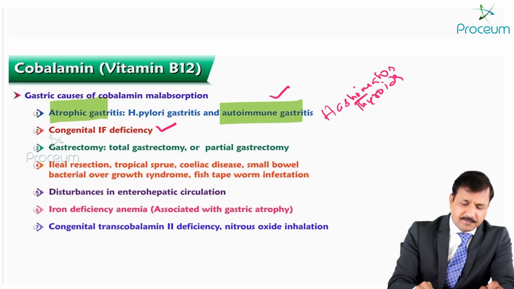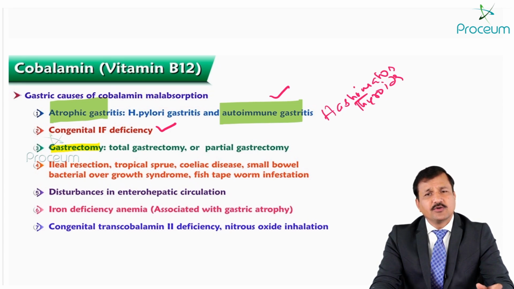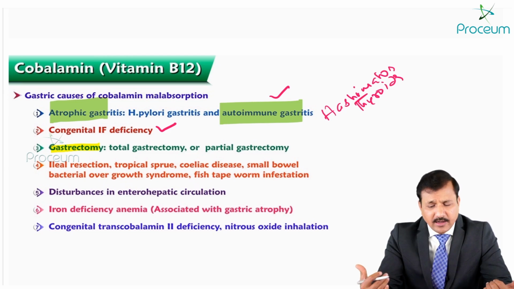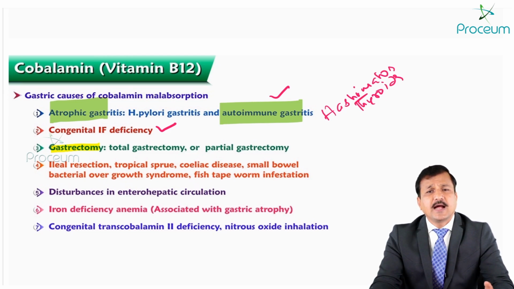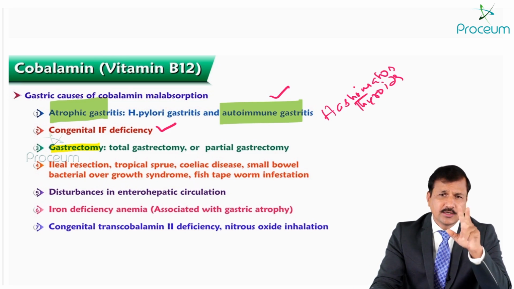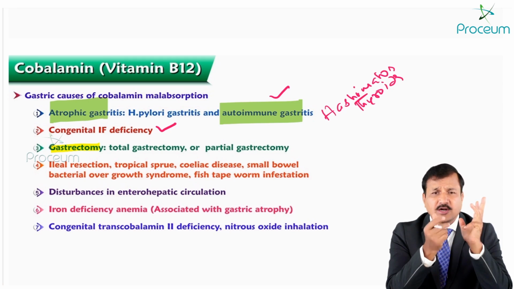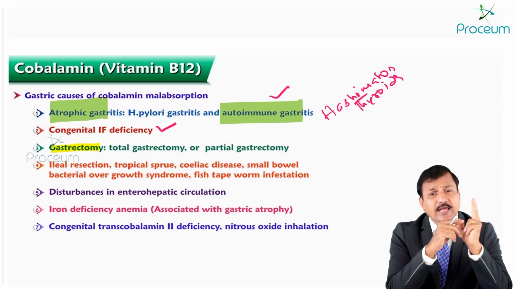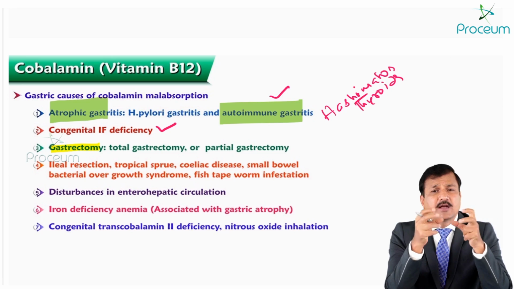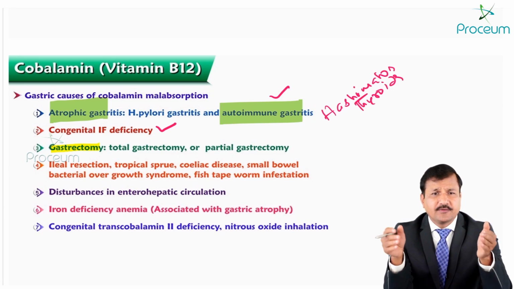Coming to gastrectomy, it can be partial gastrectomy or total gastrectomy. When we remove the stomach, intrinsic factor is not coming and acidity in the stomach is not there, and that will lead to cobalamin malabsorption. Two things happen when the stomach is removed, either totally or partially. Intrinsic factor coming from the parietal cells is not there, and hydrochloric acid, which is needed for binding of cobalamin to R factor, is also not there. Overall, it can give rise to cobalamin malabsorption, eventually leading to cobalamin deficiency.